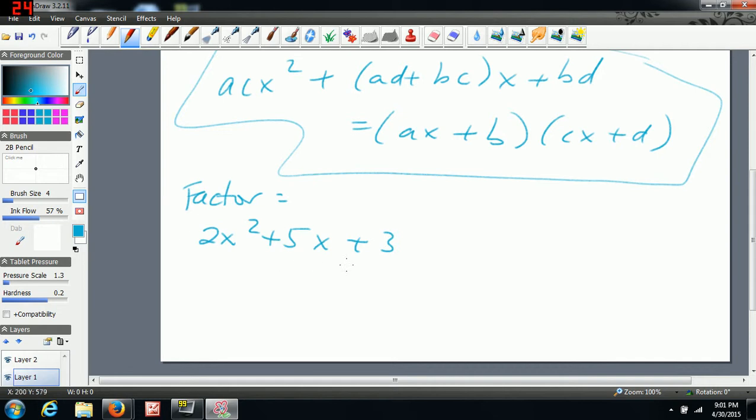So this is not fully factored. There's nothing I can factor out that's common out of these three. However, I've got a number in front of my x squared. So when you have a situation like this, I'm just going to show you how you would solve something like this.